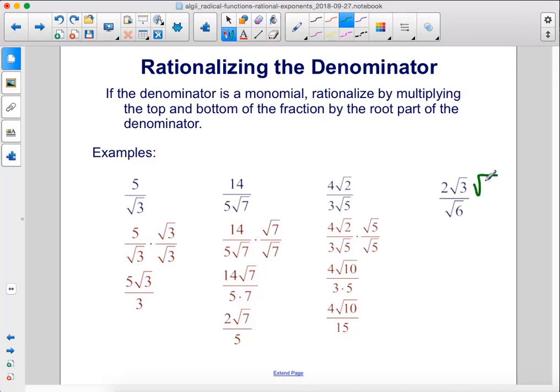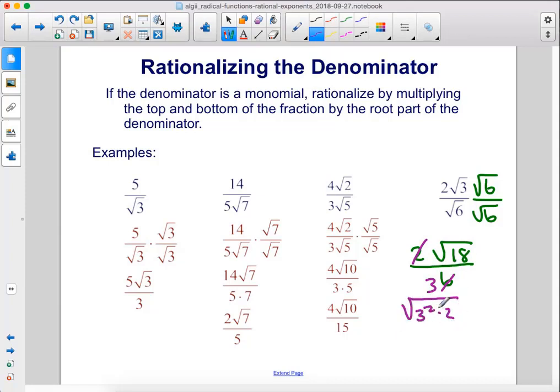Alright, over here we will multiply the top and bottom by the square root of 6. This gives us 2 times the square root of 18 divided by 6. So simplifying immediately, we know that 2 over 6 is the same thing as 1 over 3. And we can rewrite the square root of 18 as the square root of 3 squared times 2, and that is divided by 3. So we can then cancel that out, move the 3 out front. So we have 3 times the square root of 2 divided by 3, and then these 3's cancel, leaving us with an answer of the square root of 2. And there we go.